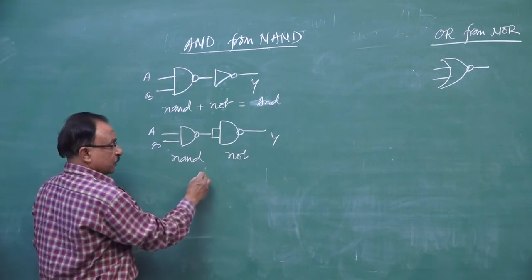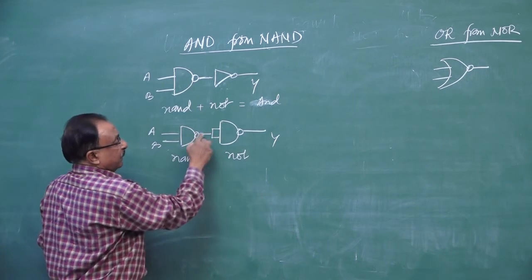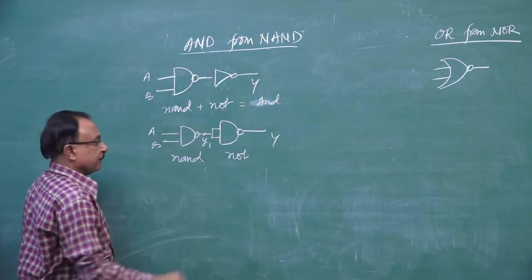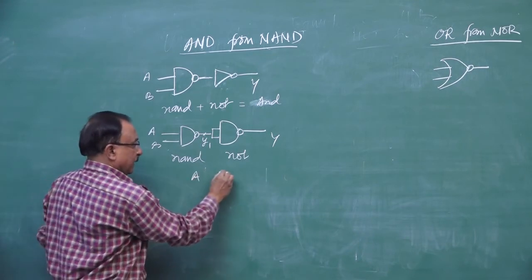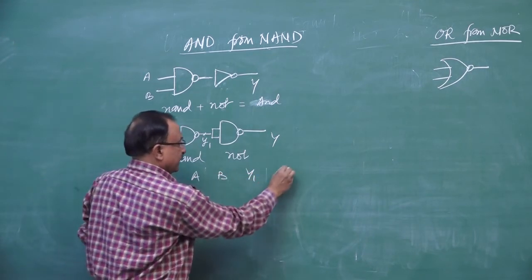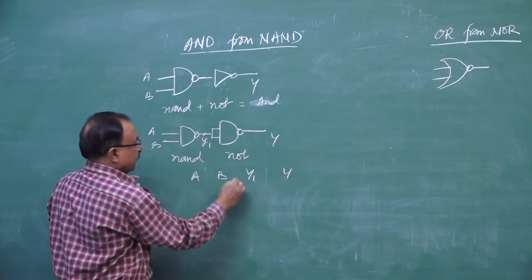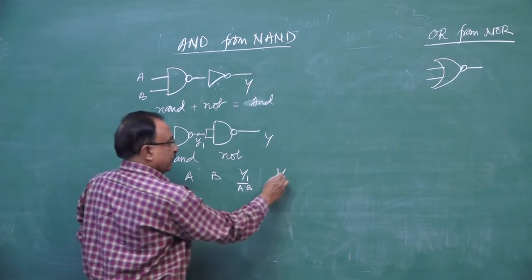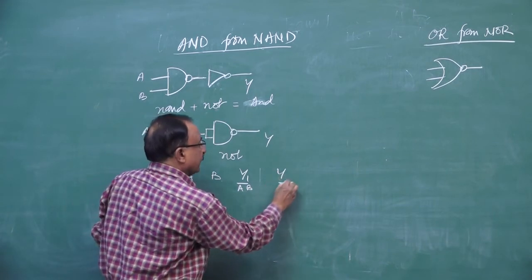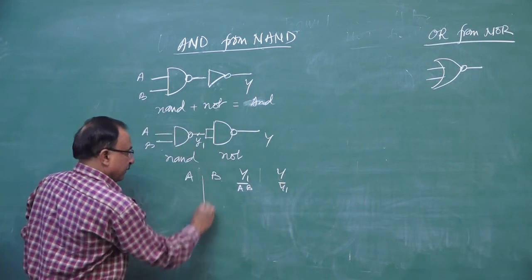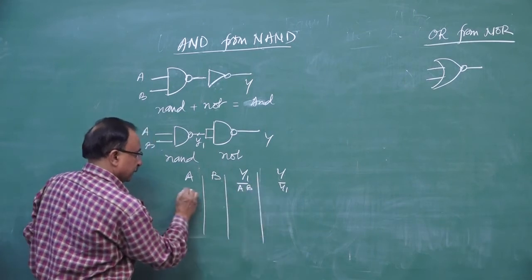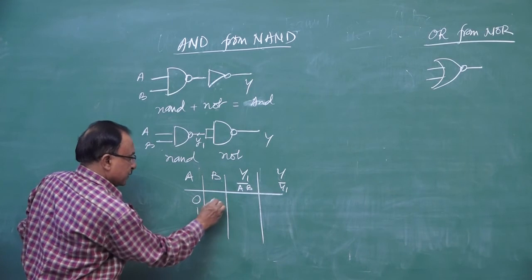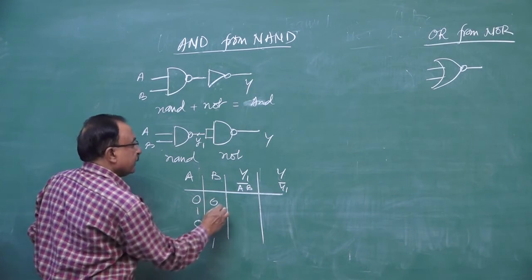We can check it by the truth table. This output, let's mark it as Y1. So if we make the truth table A, B, Y1 and Y, Y1 will be (A into B) naught. Y will be Y1 naught. So we make the truth table: A as 0, 1, 0, 1 and B as 0, 0, 1, 1.